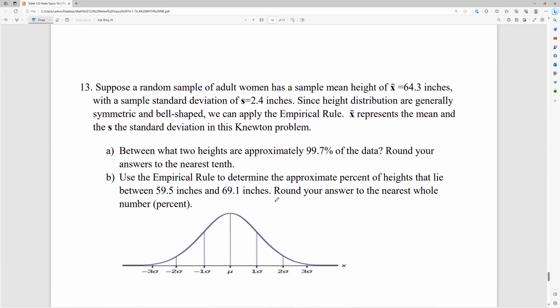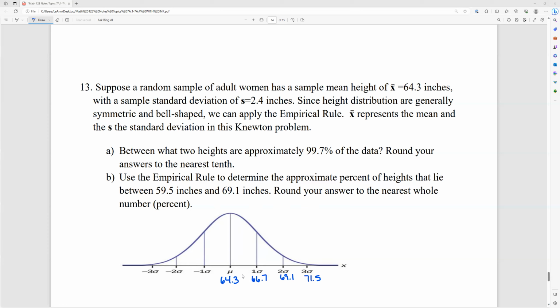All right, let's look at another one. It says, suppose a random sample of adult women has a sample mean height of 64.3 inches with a sample standard deviation of 2.4 inches. So we can go ahead and start putting those numbers along the bottom. 64.3 is the mean. If we add 2.4 to that, we get 66.7. We add 2.4 again, we get 69.1. We add 2.4 one more time for the third standard deviation above the mean, we get 71.5.